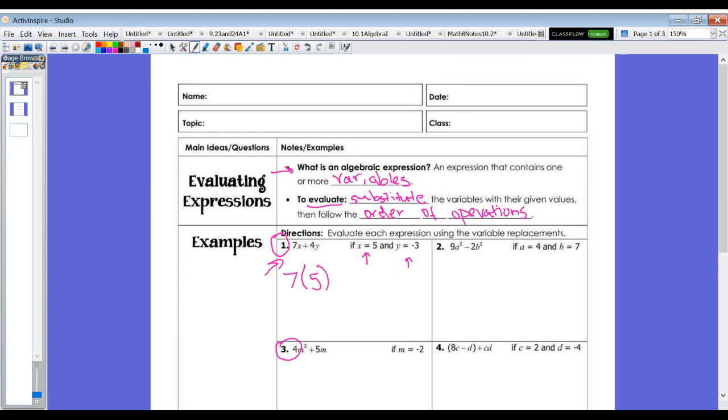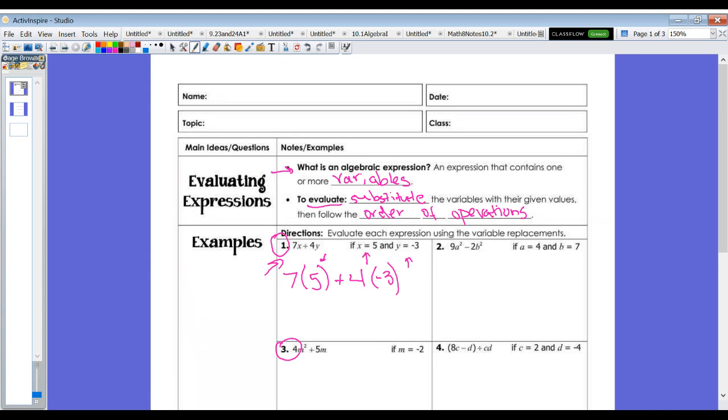I want to emphasize to you, when you're doing this, when I'm plugging in values to an equation, put your parentheses there. Especially because if you're going to eventually throw this into Desmos, if you don't have those parentheses, you're going to get the wrong answer. So get in the habit of writing the parentheses. And now everywhere I see y, I'm going to put a negative 3.